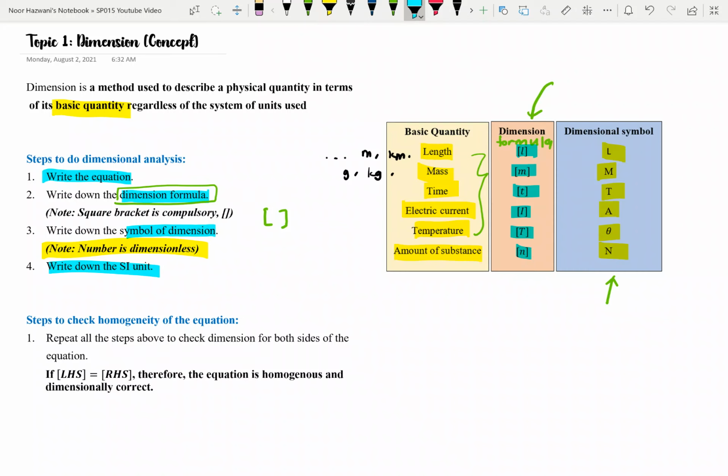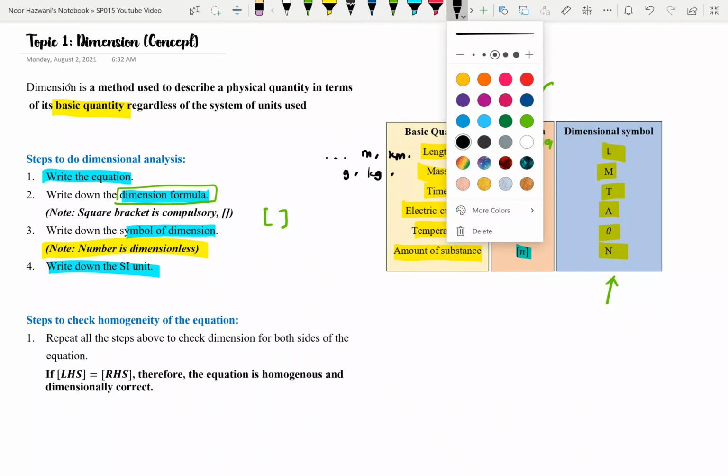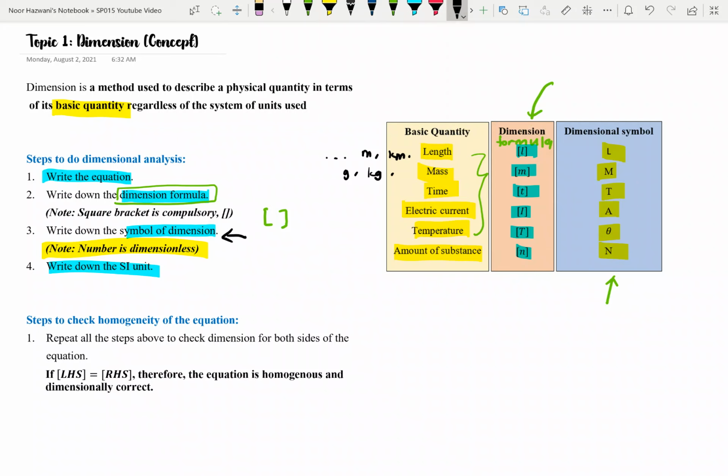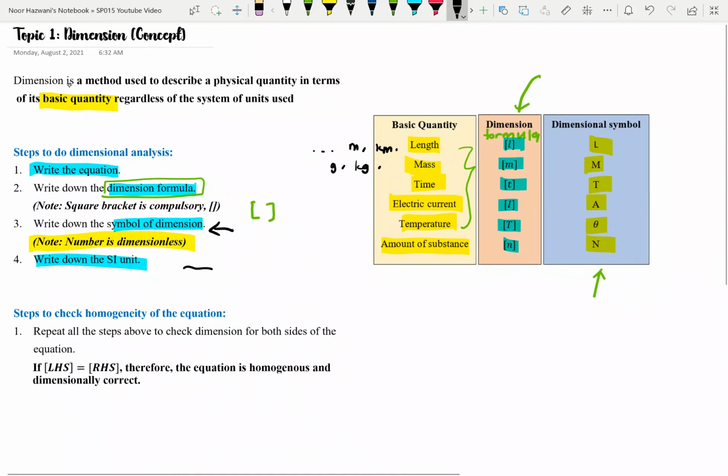Okay, penting ke nak follow step ni? Yes, because sometimes the questions asking you just sampai sini je untuk stop. Kadang-kadang dia tanya untuk you write the dimension. But then sometimes dia suruh write down the SI unit for examples of potential energy. So you have to complete up to this point. So untuk memudahkan student, I biasa my step adalah untuk avoid daripada student buat salah.